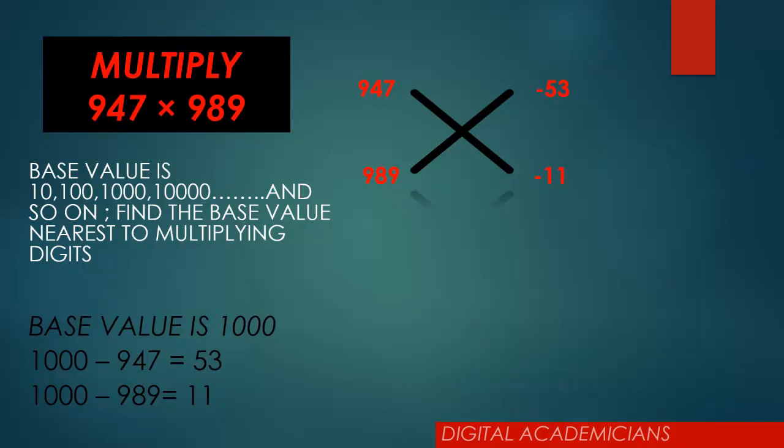The product of this multiplication of two numbers, 947 and 989, is obtained in two parts, namely the left hand side and the right hand side of the product. On the left hand side of the product, we will be writing the sum of both the numbers which are diagonally opposite to each other in the cross. That is, we will be adding 947 to negative 11, or we will be adding 989 to negative 53.